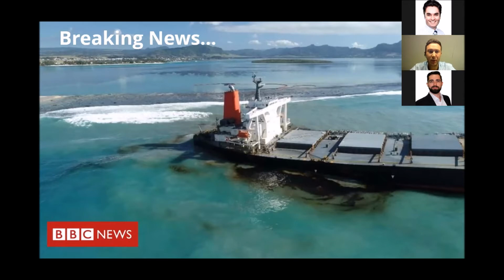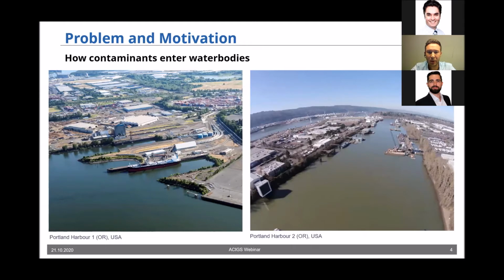Mostly we don't hear from it. We only hear from it when there are big catastrophes, like I think you all have heard from the oil disaster very close to the coastline of Mauritius this summer. When there are these punctual events, we hear from it in the news, but mostly, and this is the topic today, we don't hear really much about how contaminants enter our water bodies.